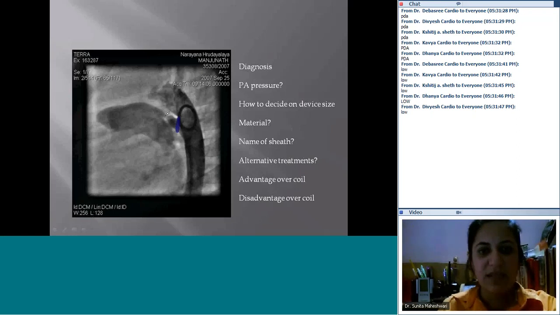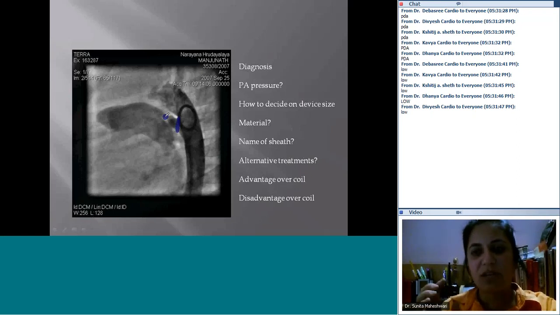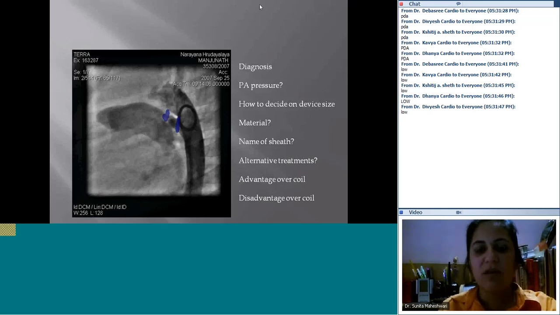But what a lot of people do on echo is they actually measure the ampulla and they say over 6 mm or 8 mm, which is not where you should be measuring it. You have to measure it at this point. If I asked you the size of this PDA, you measure right here, where the narrowest part is. Since that is restricted, this is likely a normal PA pressure.